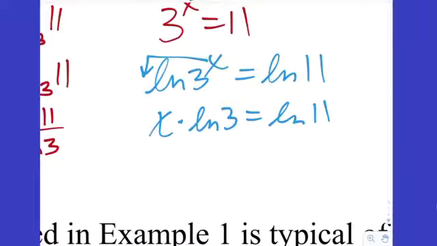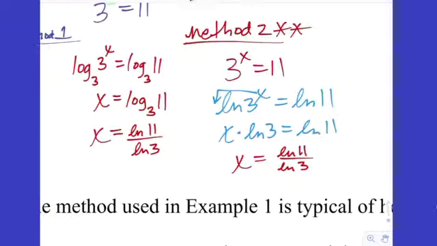And now I can solve for x. Currently, I'm multiplying it by the natural log of 3. So to undo multiplication, we do what? Division, yeah. And you don't even have to show that. You can just do it in your head. So the natural log of 3 divides out on the left, and we end up with the natural log of 11 over the natural log of 3 as our final answer. And notice we get the same thing ultimately that we would have got over there.